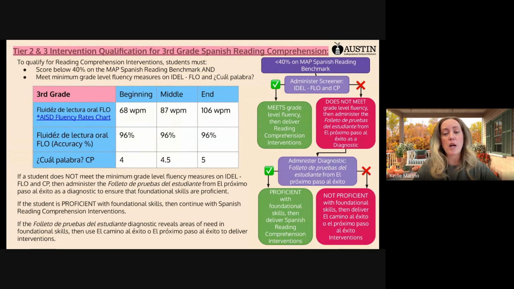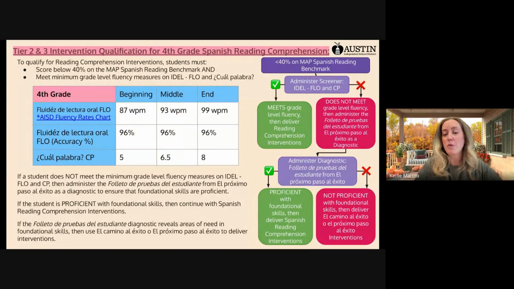So here's 3rd grade. You'll notice that the Spanish words per minute rates are lower than English, and that just has to do with the large number of multisyllabic words in Spanish. So it just causes you to read fewer words per minute. So here we've got 3rd grade, then 4th grade, then 5th grade.